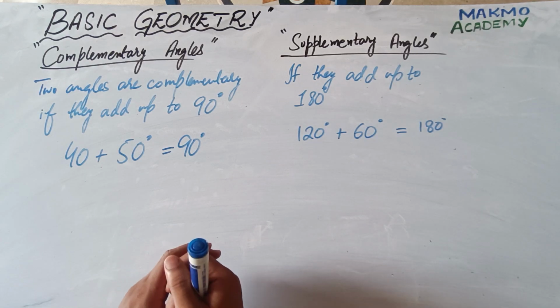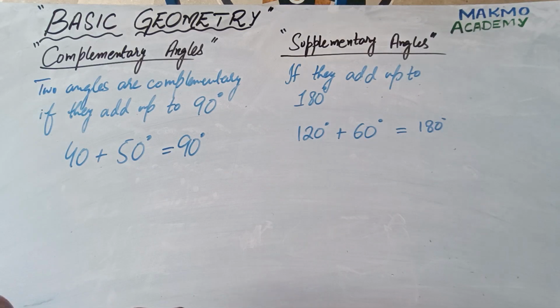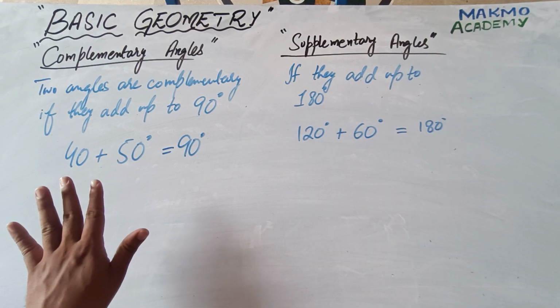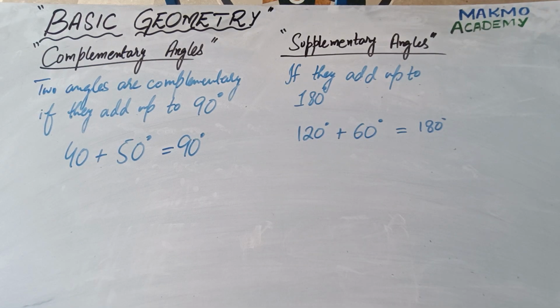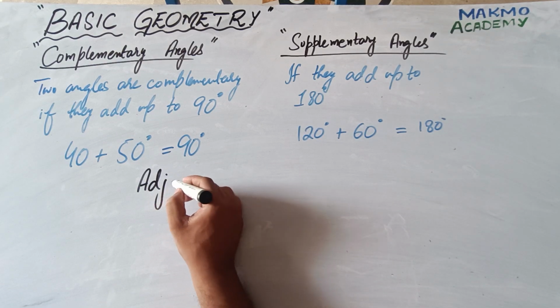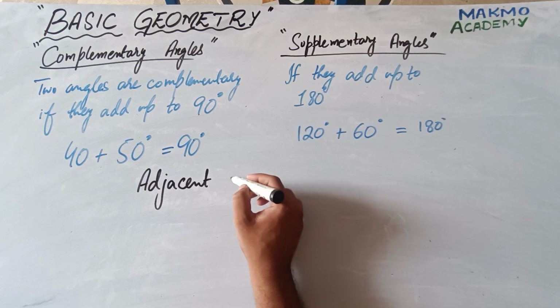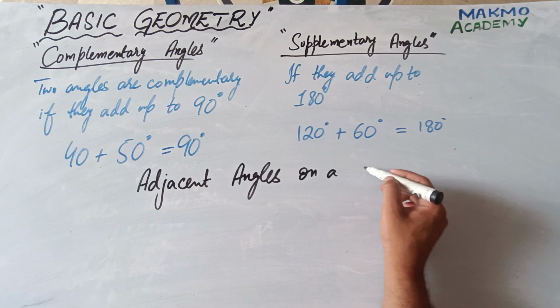Now we will find out the value of the unknown in another complementary angle if one complementary angle is given, and we will find out the same for supplementary angle as well. And there is one more thing which needs to be discussed: adjacent angles on a straight line.